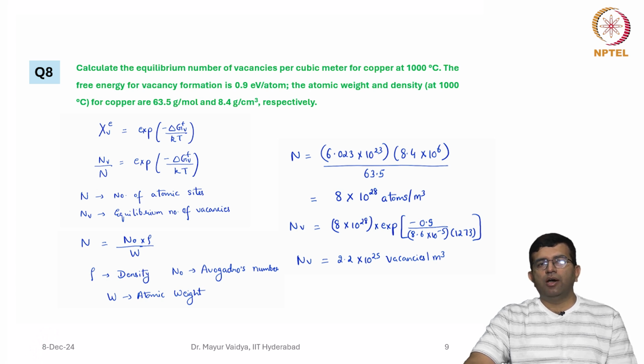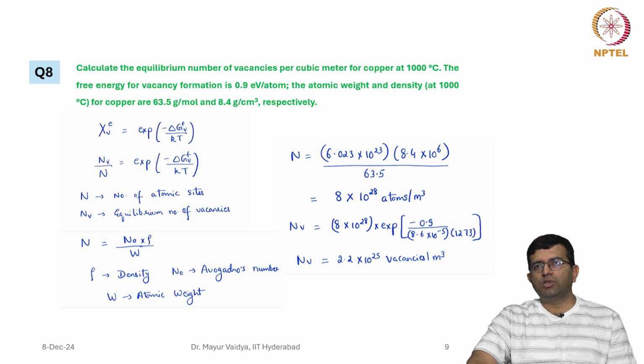Now, Avogadro's number we know is 6.023 into 10 to the power 23. Pay attention to this: this is 8.4 multiplied by 10 to the power 6, because remember here it is per centimeter cube, whereas we have been asked to calculate per cubic meter. So to convert it into per meter cube, I put 10 to the power 6. So it becomes 10 to the power 6 here, divided by 63.5.